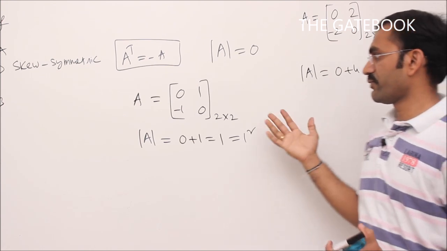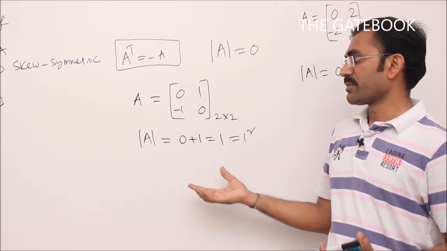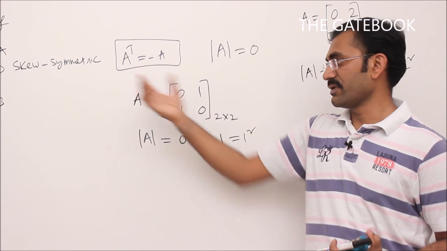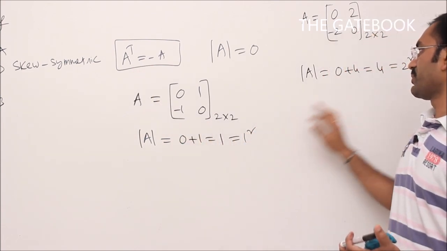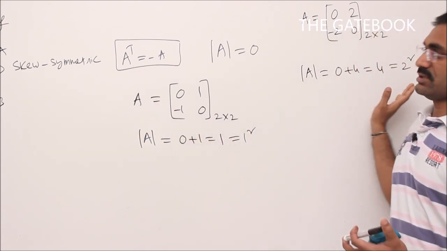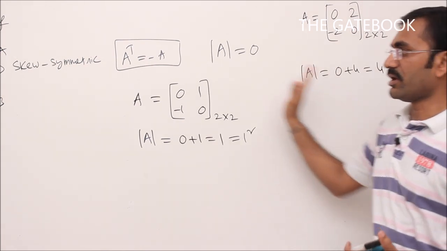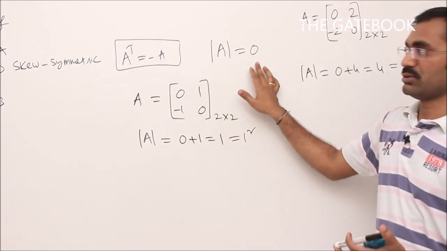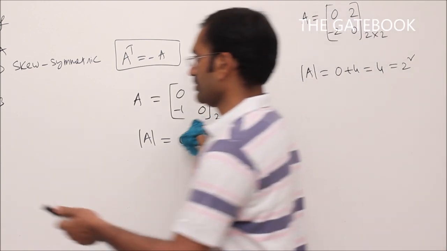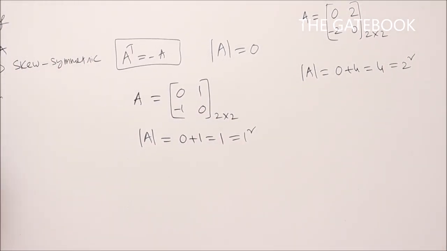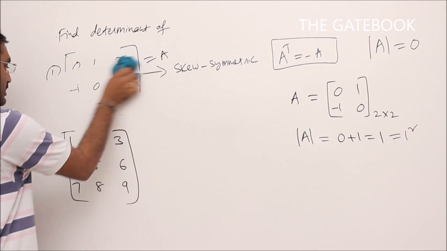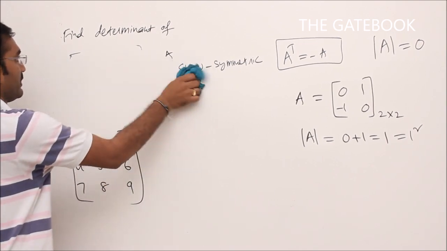Similarly, if you go for 4 by 4, 6 by 6 also, determinant of any skew symmetric matrix of even order is always a perfect square. But whereas determinant of a skew symmetric matrix of odd order is always 0. Now, if you see that second example, find determinant of that second matrix 1, 2, 3, 4, 5, 6, 7, 8, 9.